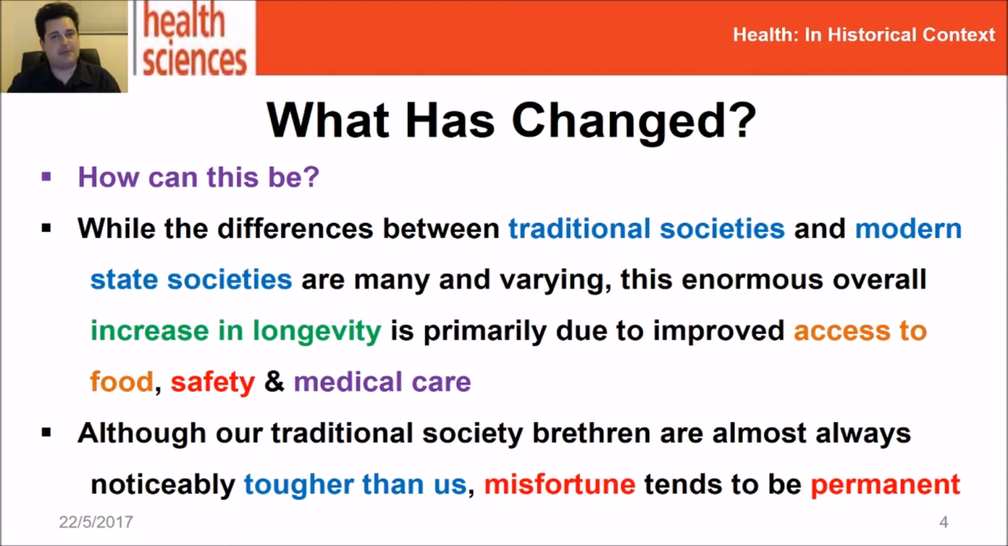But how can this be? What has changed between now and then, given that hunter-gatherers live extremely active lifestyles, something that we struggle with today? They eat very diverse diets.